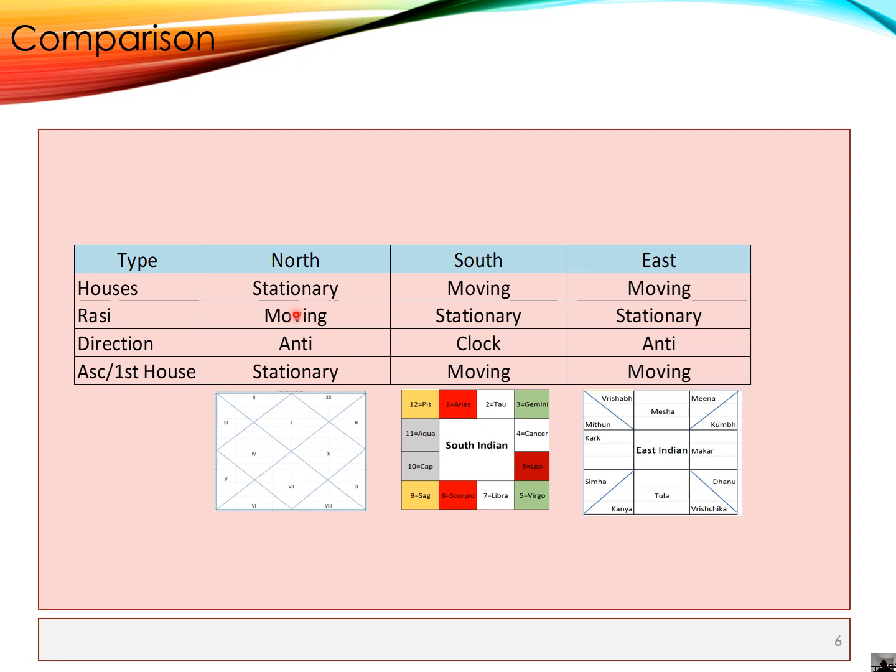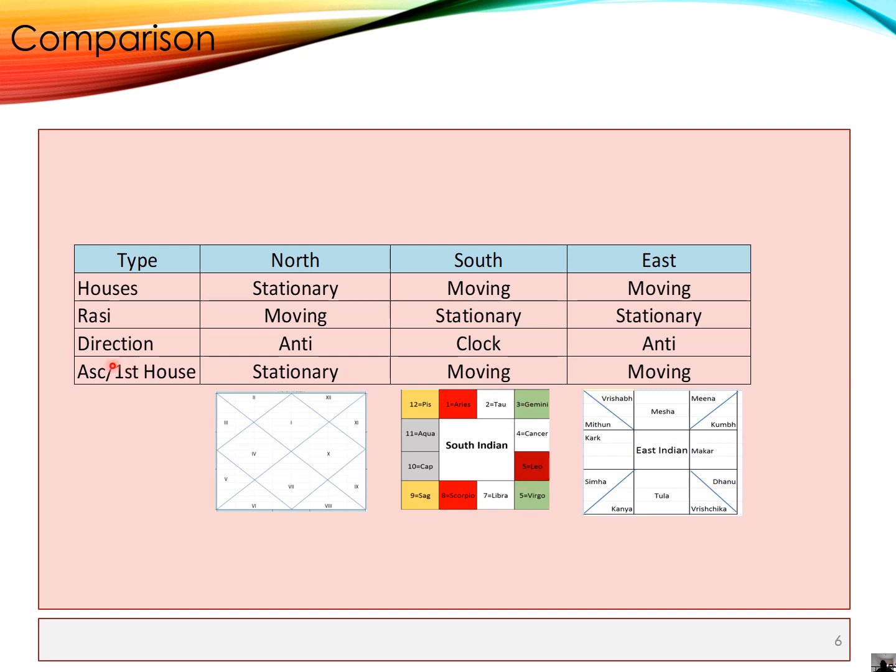Rashis in north, it moves. So Rashi could be anything here, depending on what your birth chart eastern side shows, and from then onwards, like if you are born in number 4 or Cancer, then this becomes 5, 6, 7, 8, 9, and so on. And in the south one, Rashis are always like this. They are stationary as it is. So this will always be number 12, and this will always be number 1, 2, 3, 4, 5, 6, and so on.